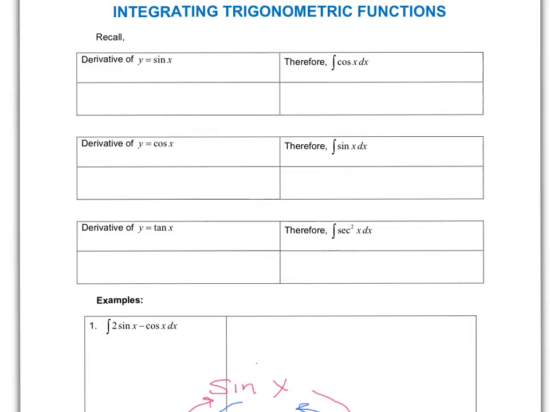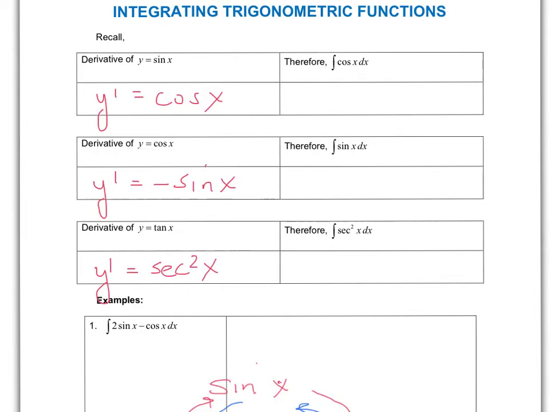So using my diagram, I know that the derivative of the sine function is cos x, and I know that the derivative of the cos function is minus sine x. And remember, tan, as always, is the odd guy out. He has to have his own special thing, so the derivative of the tan function is secant squared x.